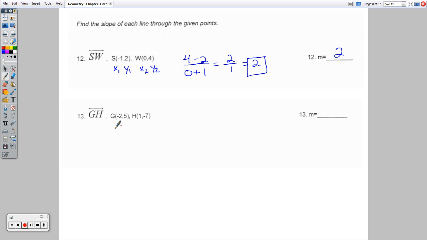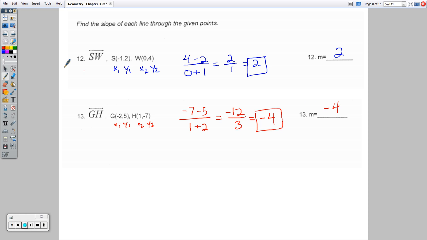And then on this one, you could call this one x1, y1, x2, y2, just as before. We would have negative 7 minus 5 over 1 minus negative 2, which would become 1 plus 2. That's negative 12 over 3. And that looks like it's negative 4 on that one. So number 13 should have negative 4 for your final answer for the slope.